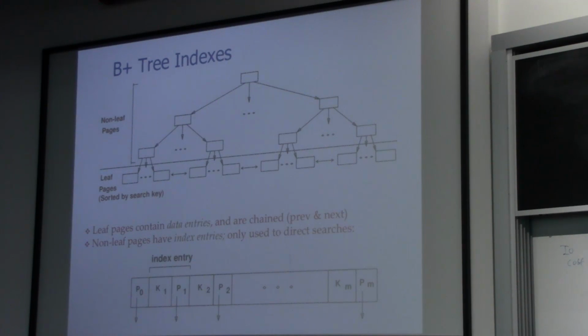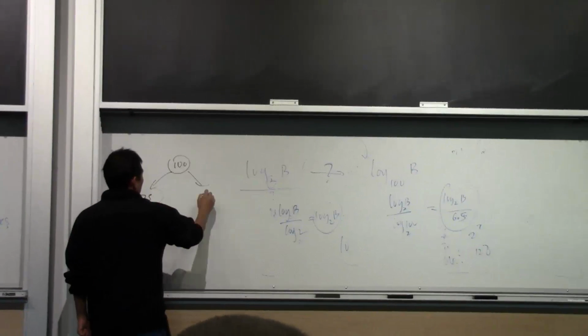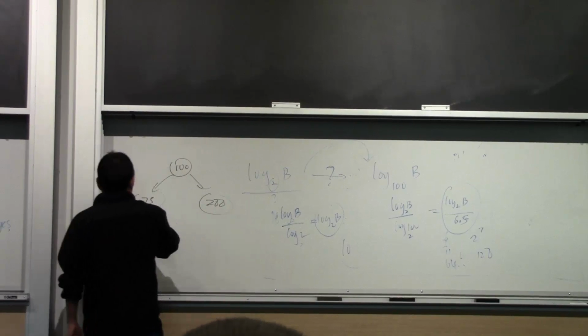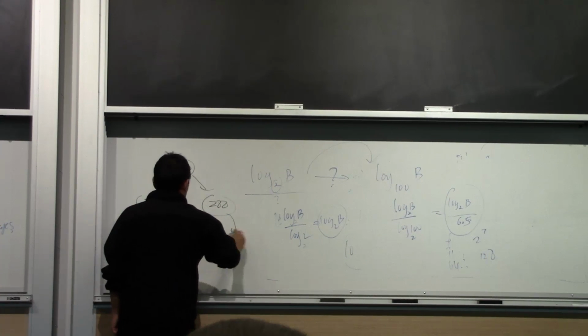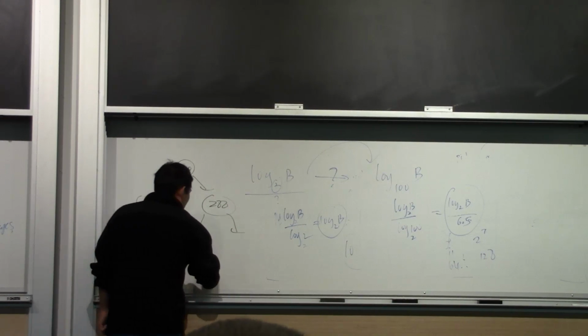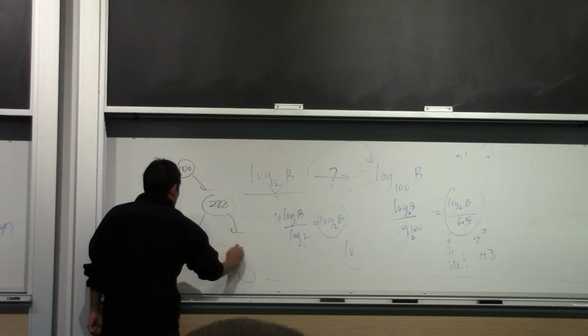If you think about a binary tree, it's pretty much like this. You have a value 100. And here maybe you have 75. I don't know, here you have 288. And so on and so forth. It goes all the way to the leaf level. So you have multiple levels here.